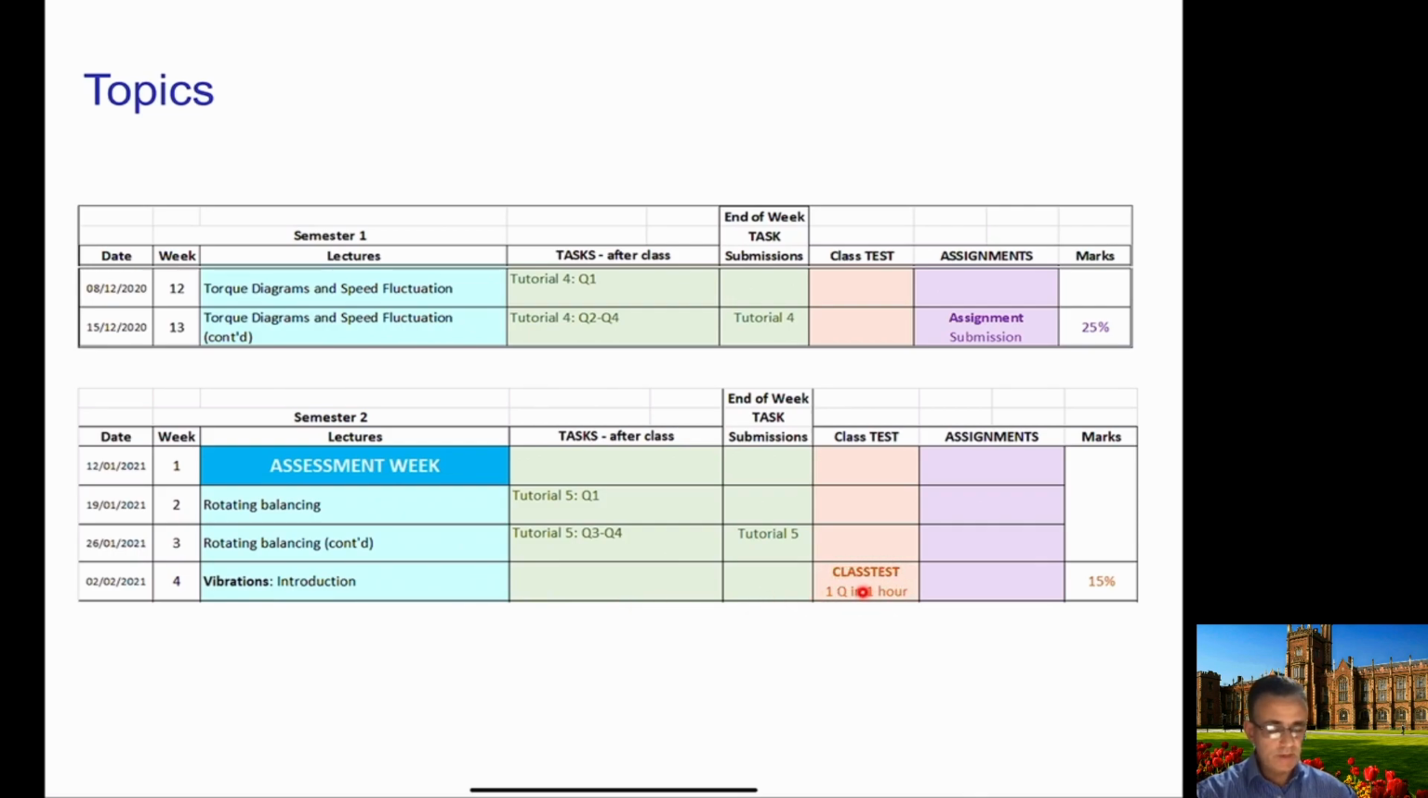And the class test will be only on these two topics, that is the torque diagram and speed fluctuation, and rotating balancing. And this test will be in the tutorial slot. It will be an online test, and this will contribute 15% to your module marks.